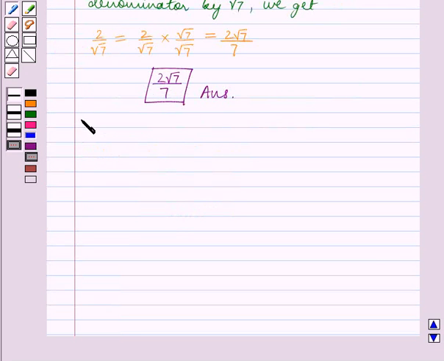Now in part B, we have the irrational number root 5 by root 7. We have to rationalize the denominator of this irrational number. First, we will look for the least possible irrational number, which when multiplied by the denominator becomes a rational number. The least possible irrational number in this case is root 7, so we multiply both numerator and denominator by root 7.